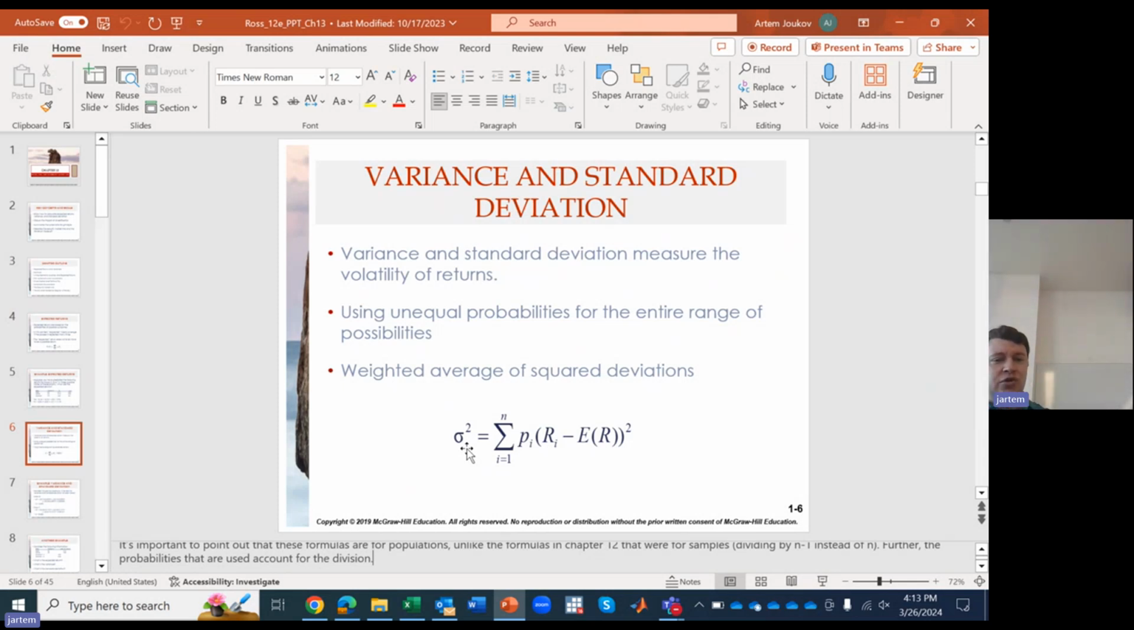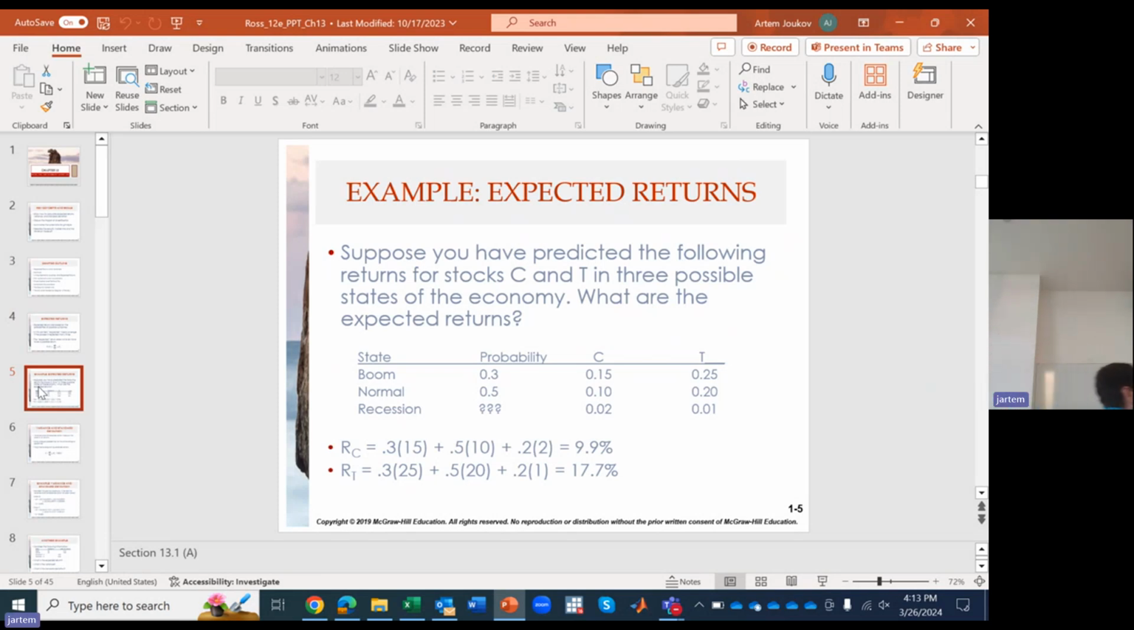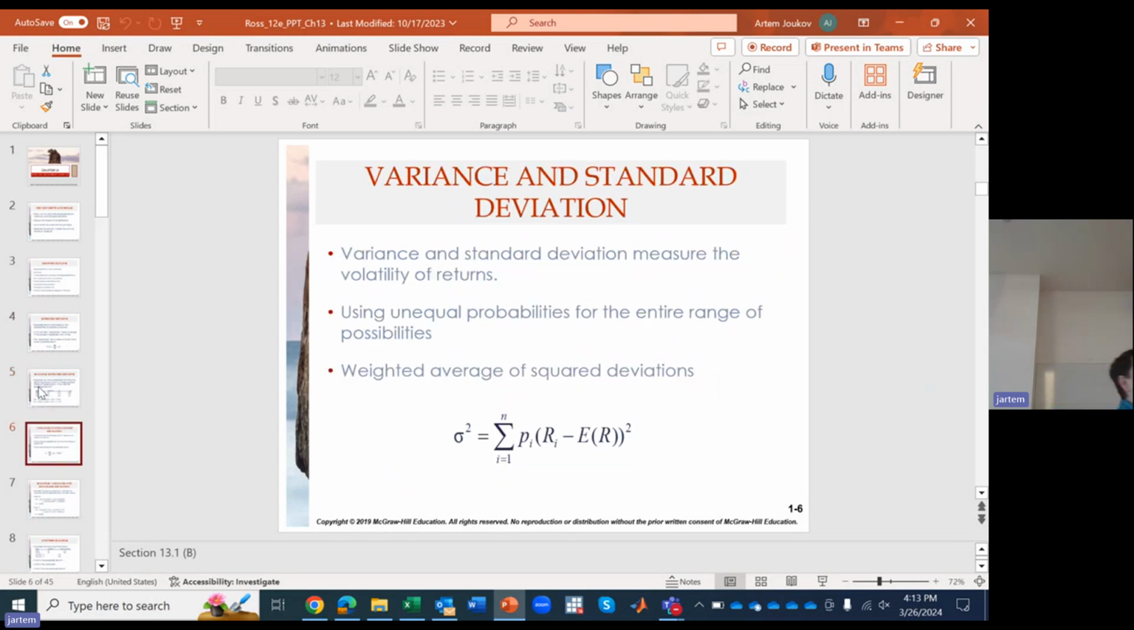Let's go back here. Instead of giving you a probability of 0.3, we could give you a sample, and the sample will have 10 years. 3 of those years will have this return for C and this return for T. 5 of those years will have this return for C and this return for T. And 20%, or 2 out of 10 of those years, would have this return for C and this return for T. Once you have that, you can use the chapter 12 method and divide by n minus 1, or in that case, dividing by n because it would give you the population, and it should give you the same result as this. Does that make sense?